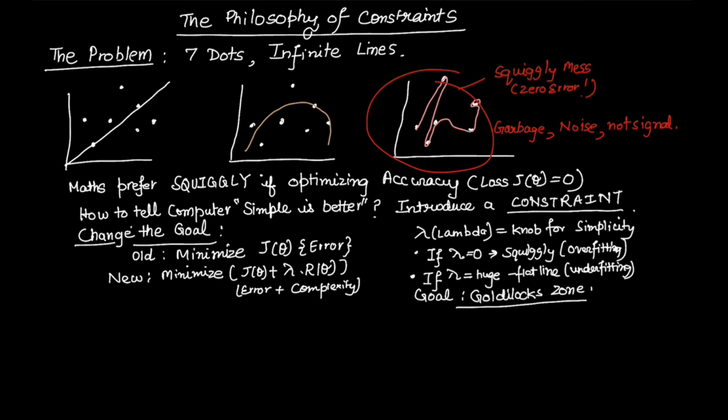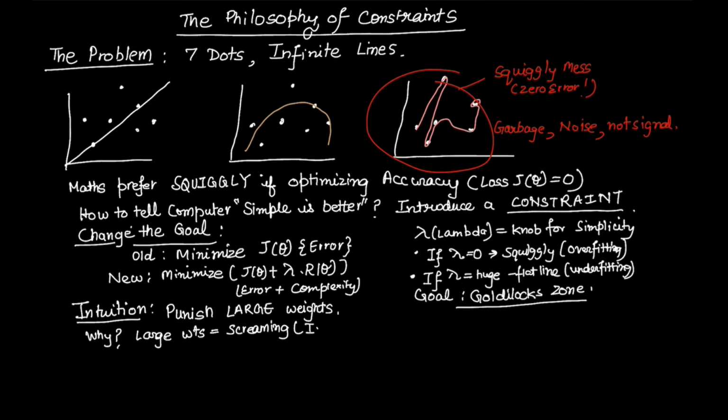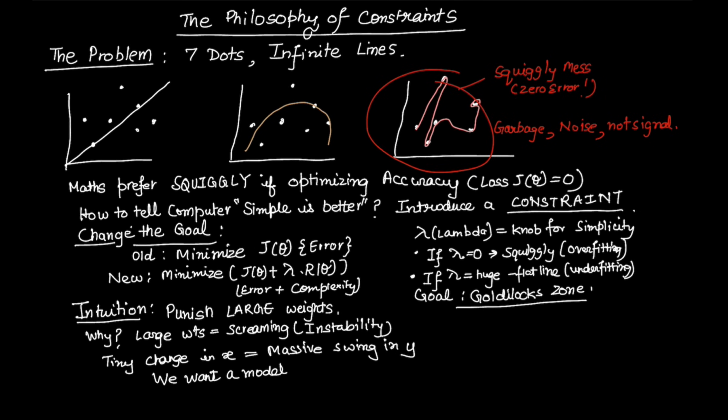We are going to penalize the model for being smart in the wrong way. We are going to punish it for having large weights. Why large weights? Because large weights mean the model is screaming. It means a tiny change in input x causes a massive swing in the output y. That is instability. We want the model that whispers.